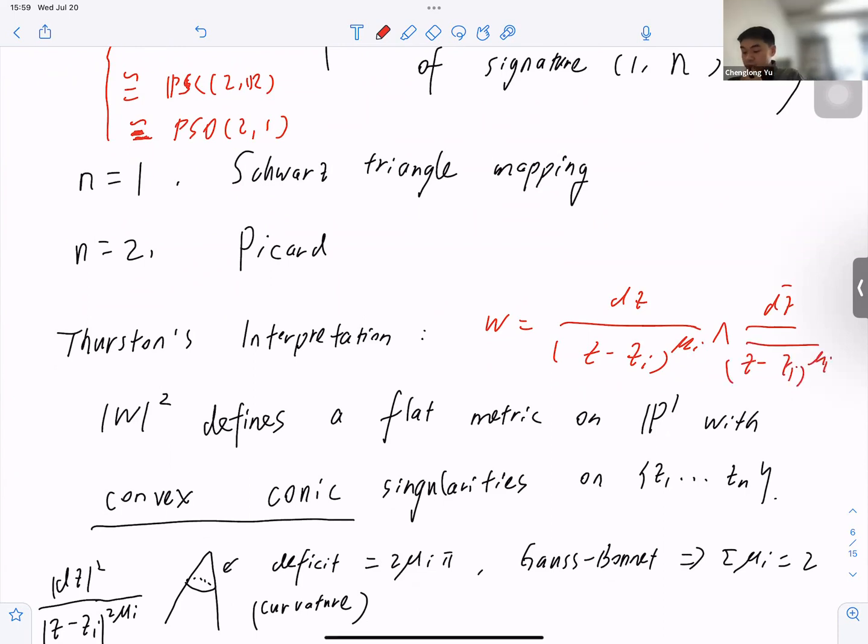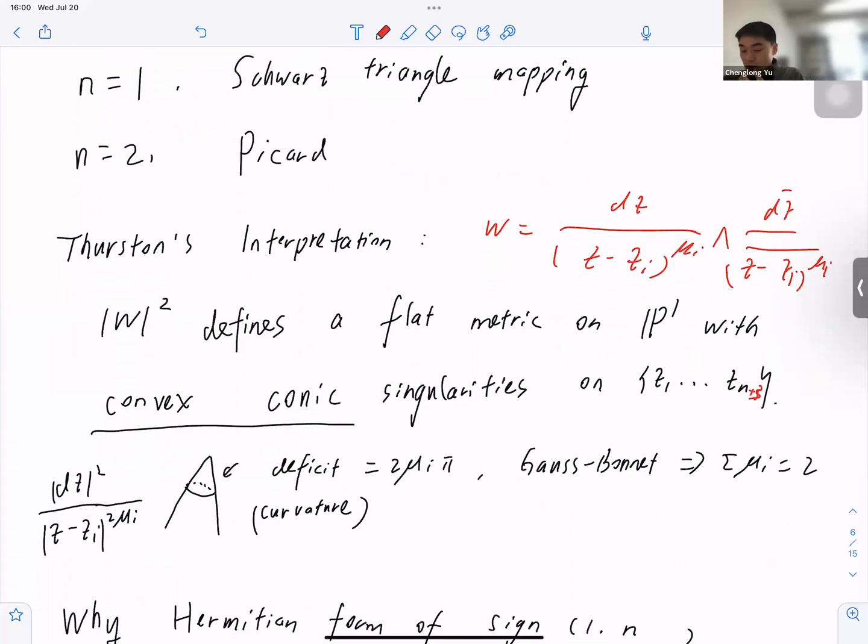then it will form a flat metric on P1 with some singularities at those points Z1 up to Zn plus 3. A local study of this kind of metric, a local model like this, will tell us that the angle at those singular points is less than 2 pi, and the deficit of this angle is equal to 2 mu I times pi.